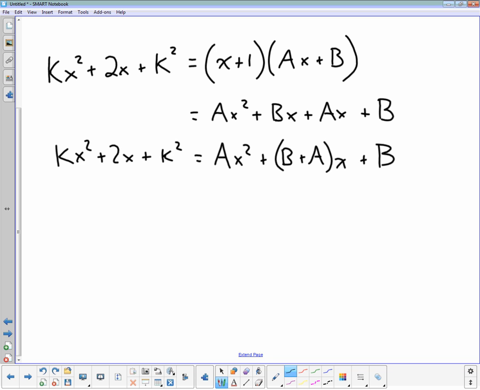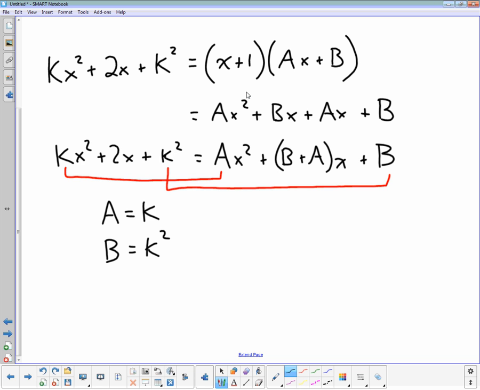All right, so I think everybody got there, right? So I know that a is equal to k. I also know that b is equal to k squared. Those are for my first and last coefficients, right? And now I've got two equations and three unknowns. So I need one more equation. And I get that by looking at the middle term.